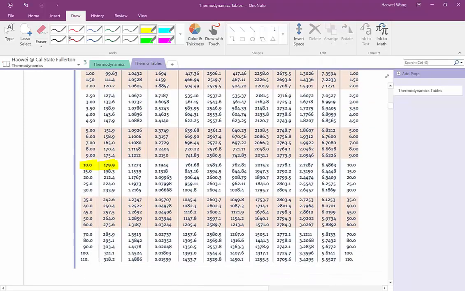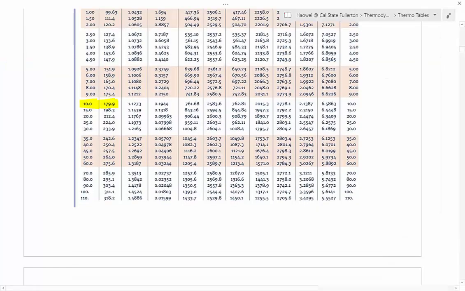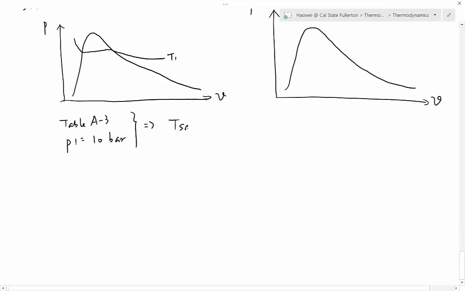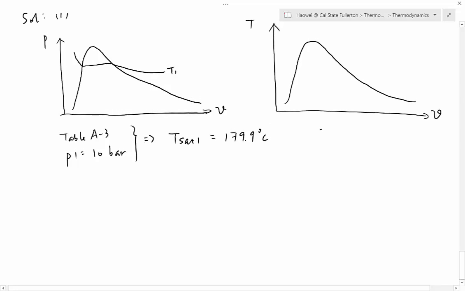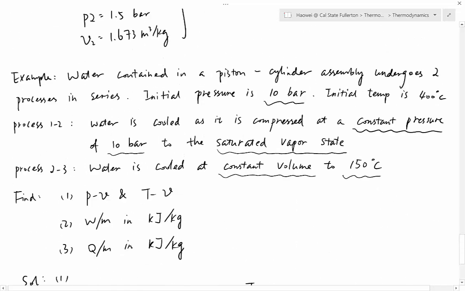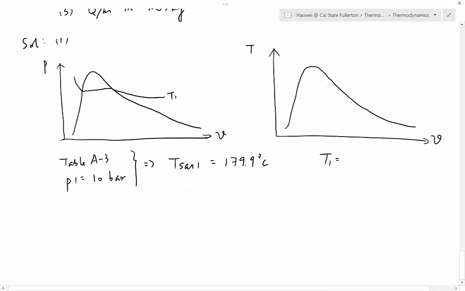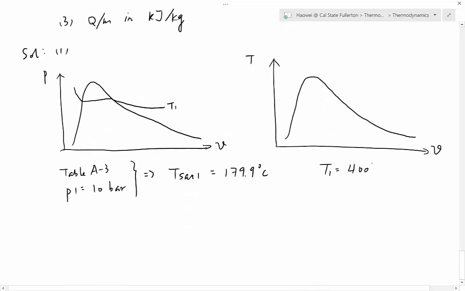Okay, so we write down this number. We found saturation temperature. We call it T-sat1, saturation at number 1. T-sat1 from the table is 179.9 Celsius. This is the temperature when water will start to boil, meaning G point, right? Okay, so what is the actual temperature at point number 1? Is it given? The initial temperature is given as 400 Celsius. So T1, the actual temperature, is 400 Celsius. Your actual temperature is even higher than the boiling temperature.